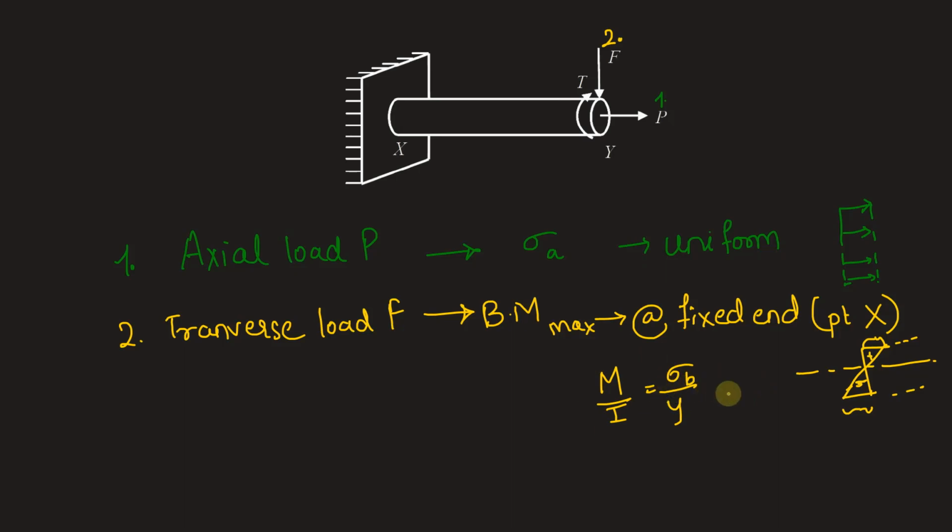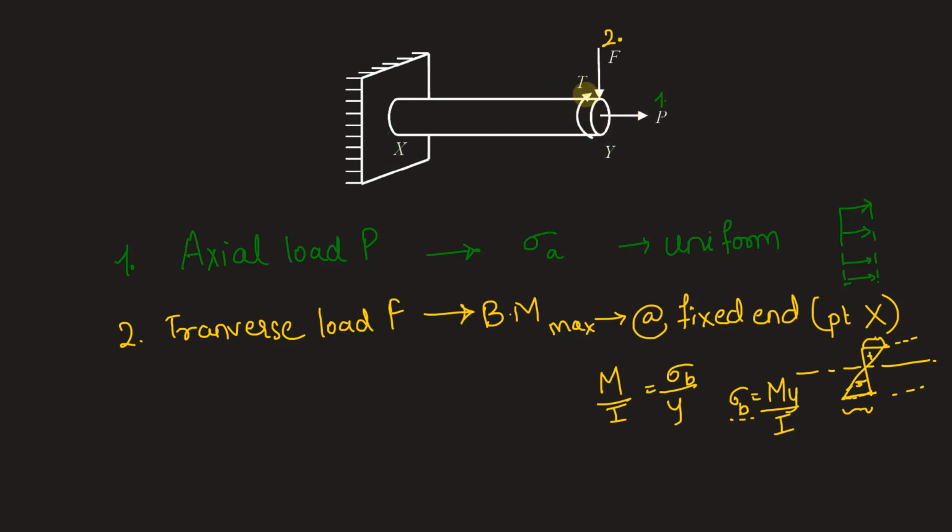Now if we rearrange, we can see that sigma B is equal to My by I. y is the distance from the centroidal axis, the distance of the fiber that we are calculating stress at from the centroidal axis. And here the maximum distance is of the extreme fiber, that is at the circumference, and hence bending stress will be maximum at the circumference. For the effect of transverse load, a point anywhere on the circumference at fixed end X will be a critical point.